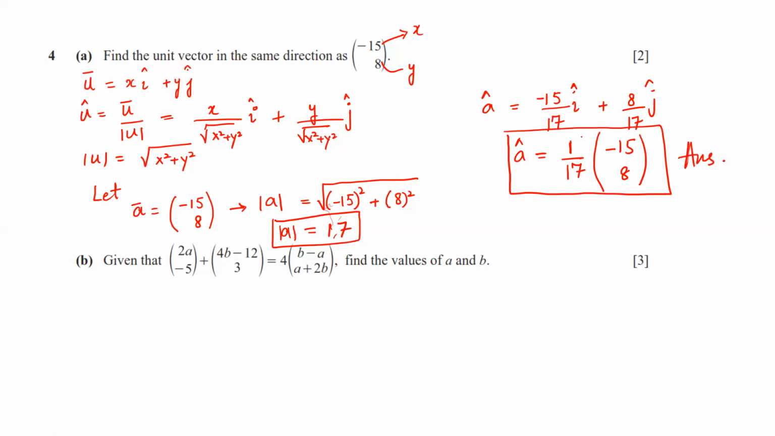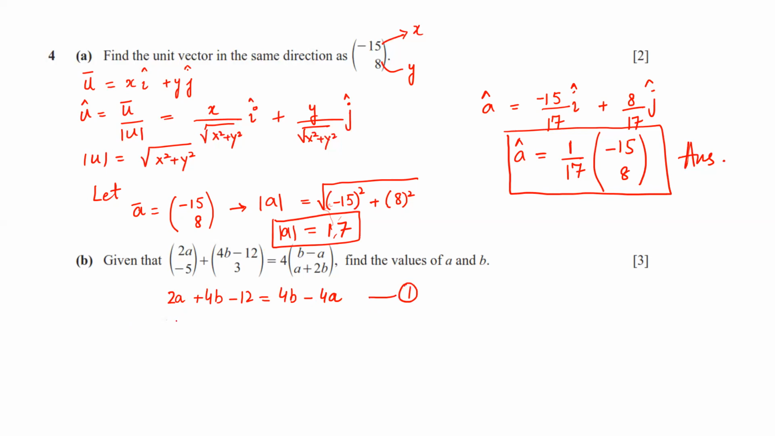Okay. Then part B, it says that the vector 2a, minus 5, plus the vector 4b, 3, is equal to the vector 4b minus 12, this value. It says find out the values of a and b. So these are actually matrix addition of two, or simply vector addition of two vectors. So just add them. The first will give us 2a plus 4b minus 12 is equal to 4b minus 4a. So this is my first equation.